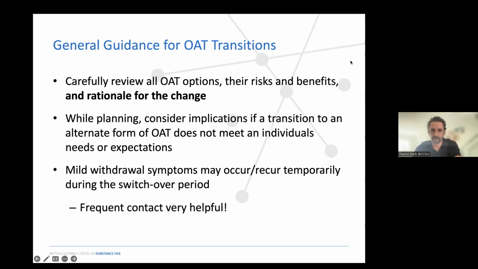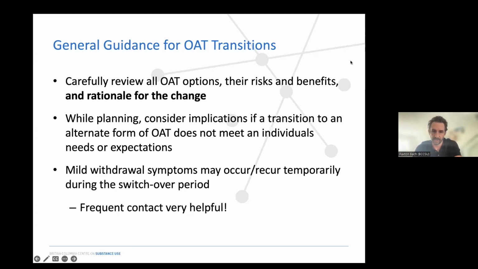So anytime an OAT transition or an OAT start for that matter is being discussed, I think it's really important to go back to square one and review all of your OAT options, all the individual risks and benefits, and discuss any possible rationales for the change. Sometimes those rationales are part and parcel with the medications themselves, and sometimes there are things that we can actually do something about and may not necessarily necessitate a change.